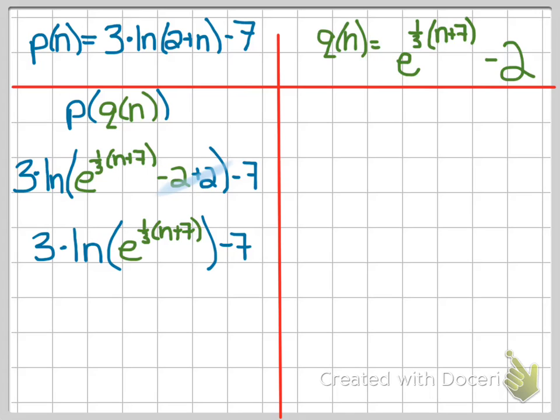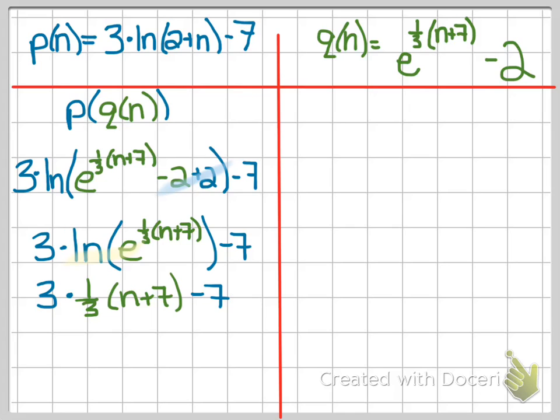Again, I'm going to rewrite everything. 3 times the natural log of e raised to 1/3 quantity n plus 7, all take away 7. Okay, so then what do we work with now? Well, ln, the natural log, and e, they're inverses of each other. So they actually become 1. So I'm left with 3 times 1/3 of a quantity n plus 7, take away 7. And this seems much simpler now.